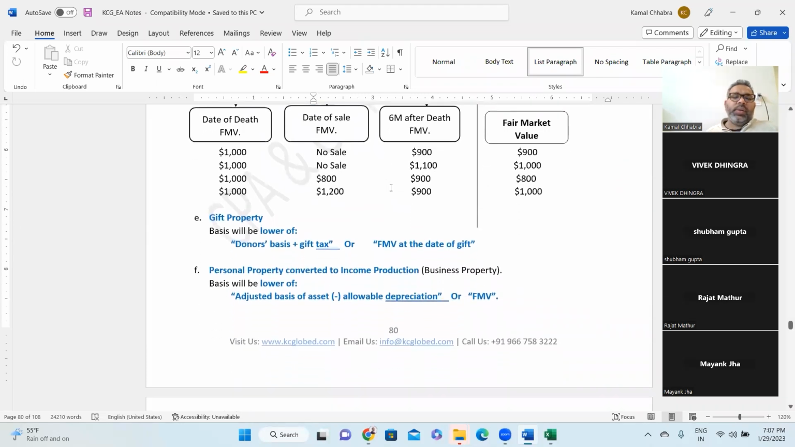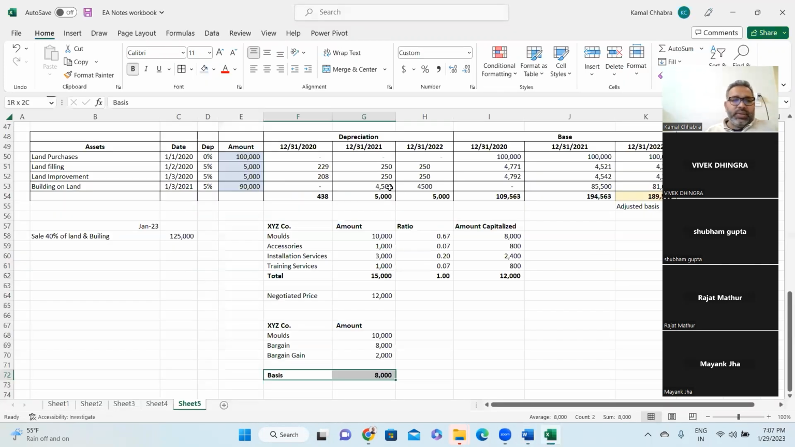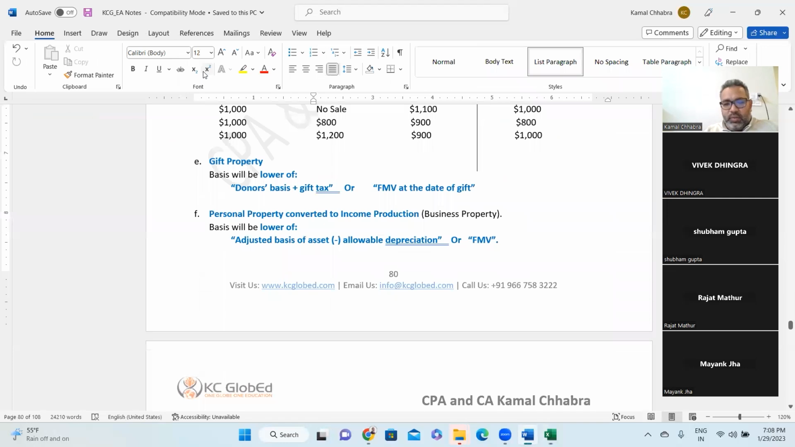Yes, sir. Okay. So next is gift property. If you have received any property as a gift, what will be the basis you will consider? Like for example, let's say you got this land as a gift on 1st January 2020. So what amount will you recognize in the books as the basis? The basis will be the lower of donor basis plus gift tax, or the fair market value on the date of gift.